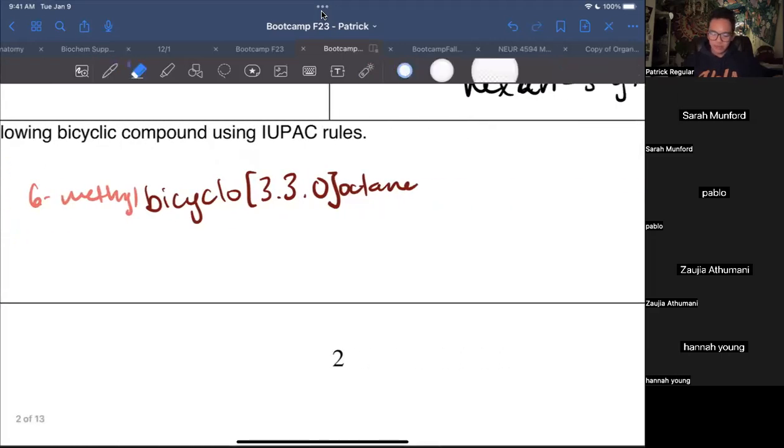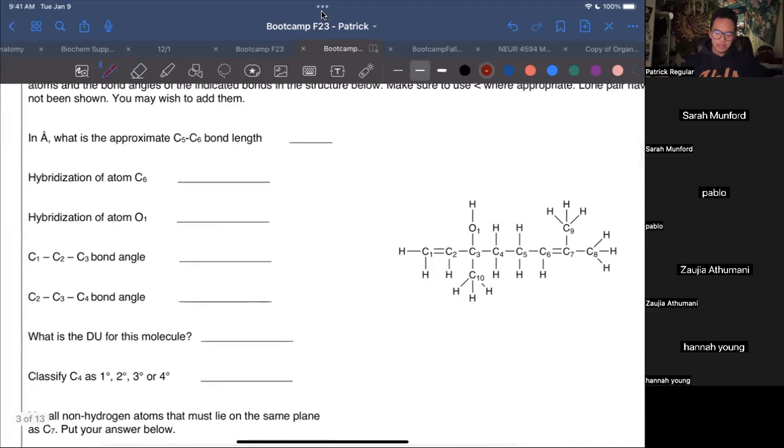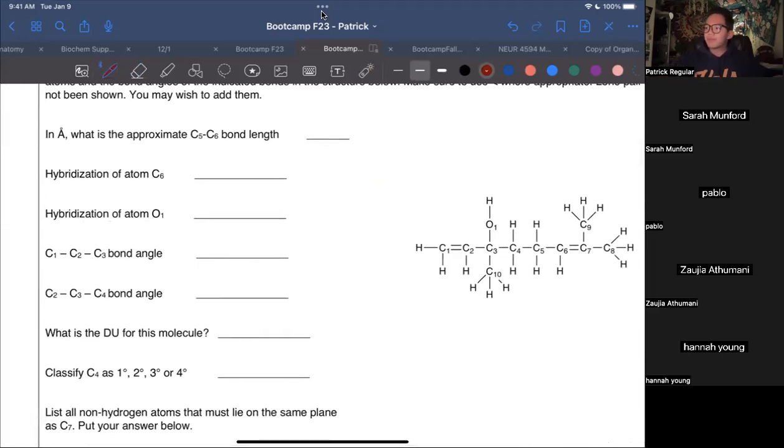bicyclooctane. Let's erase that E. Octan-2-ol, not 2, 3. My bad. 3-ol. There you go. All right, let's move on.